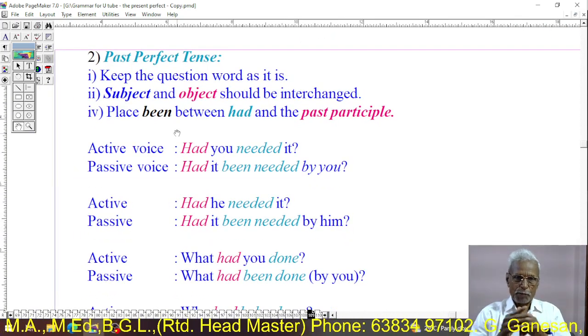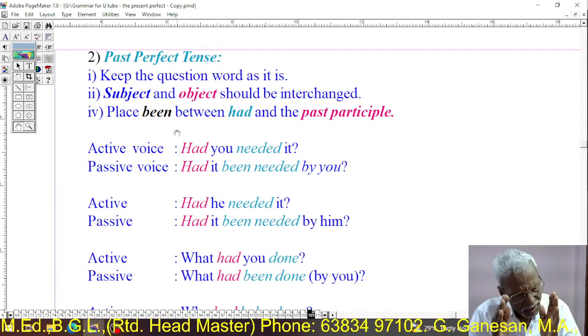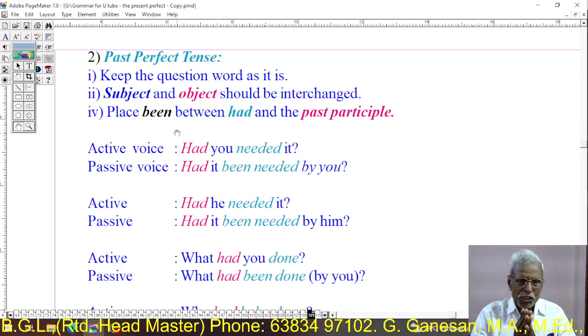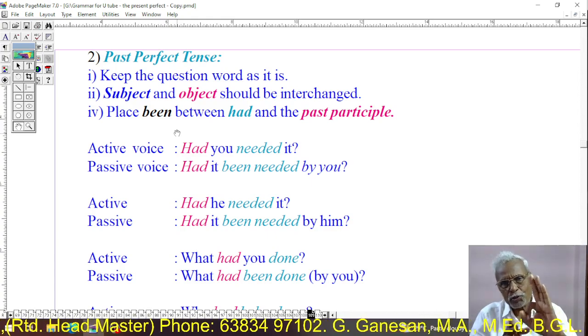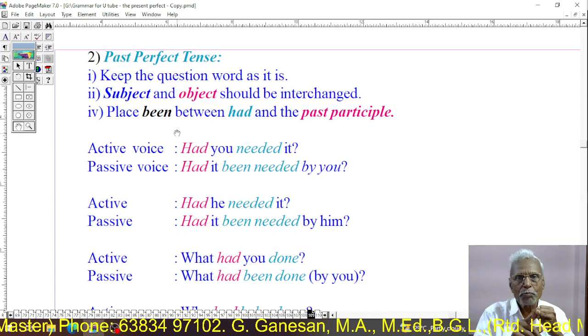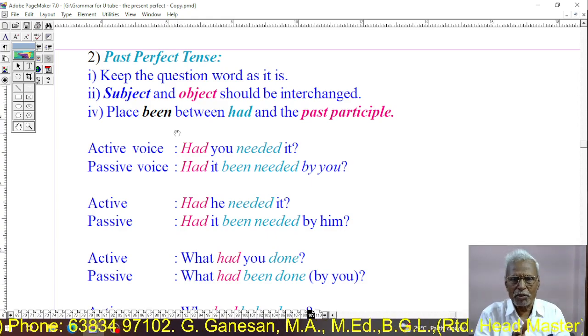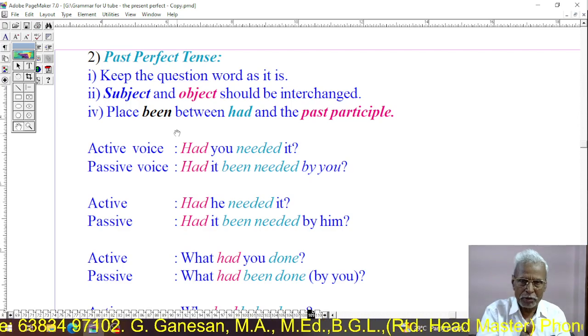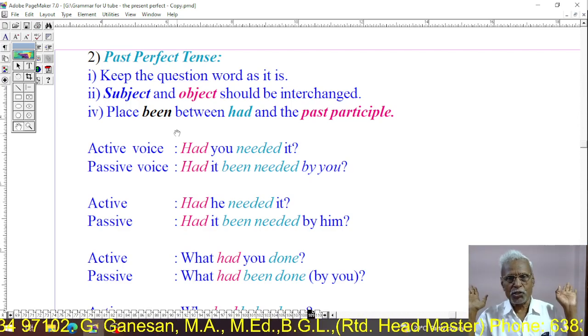Past perfect tense. Like present perfect tense, in past perfect tense also two verbs are used. The first verb is had and the second verb is the past participle. Here it is simple. Here we have to use been before the past participle. That's all. Things are over.